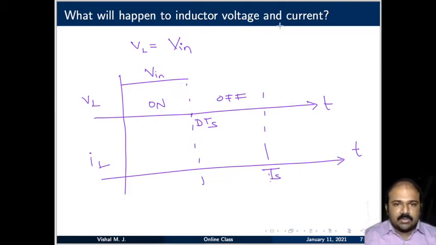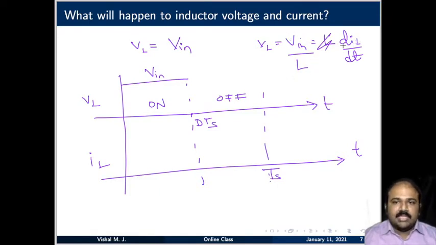Now what happens when VL is Vin is equal to L dIL by dt, the rate of change of current? If you take L down, it becomes Vin by L. Rate of change of current is equal to Vin by L. Vin is a positive constant, inductance is also a constant once the circuit is chosen, which means the rate of change of current is positive. dIL by dt is greater than 0, which means inductor current continuously increases as t increases. So what happens is that current linearly increases.